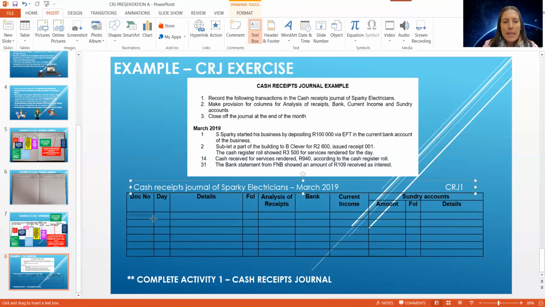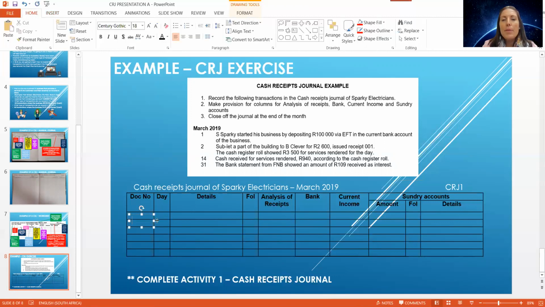The first one says, Sparky started his business by depositing 100,000 Rand via EFT in the current bank account of the business. And the day the transaction took place was on the 1st of March. Now, okay, so ask yourself, did we receive this money in the store? No, definitely not. First of all, you would really be not very clever to walk around with 100,000 Rand cash nowadays. And it told us that this money was deposited directly into the business's bank account via EFT.